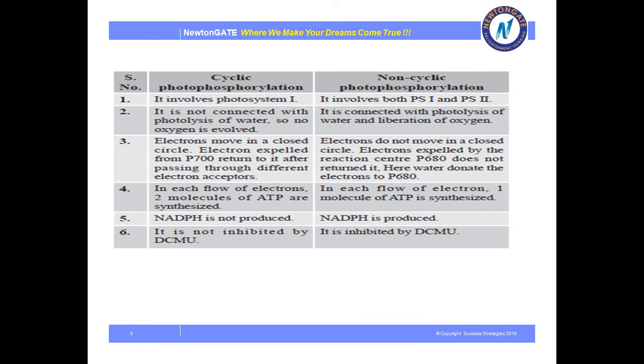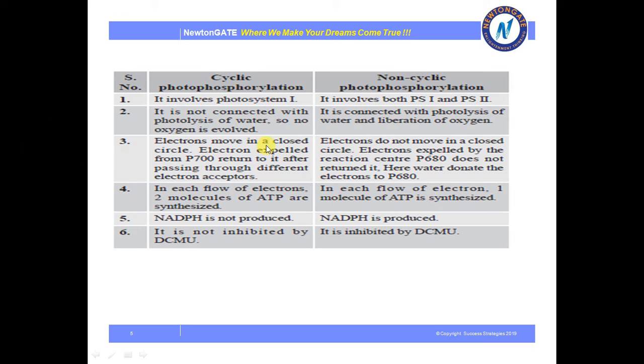Okay. Now comes the difference between cyclic photophosphorylation and non-cyclic photophosphorylation. The first point is, cyclic involves photosystem 1 and non-cyclic photophosphorylation involves both PS1 and PS2. Okay. Second point, cyclic is not connected with photolysis of water, so no oxygen is evolved. In non-cyclic, it is connected with photolysis of water and liberation of oxygen.